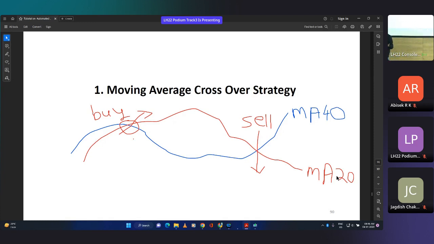We can write code for this and check whether it works on historical data or not. Again, are 20 and 40 optimal or not? Maybe the shorter moving average should be 18 and the larger 17, things like that. So you have to figure out the optimal values for the smaller and larger moving averages. You can do it by trial and error, or use a genetic algorithm or any algorithm which provides the optimal value.